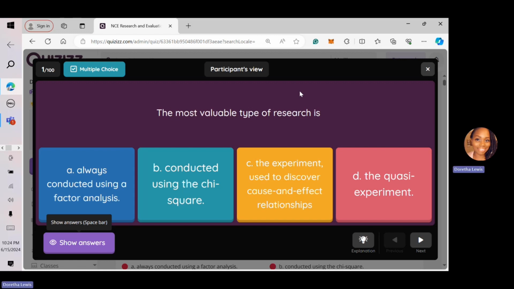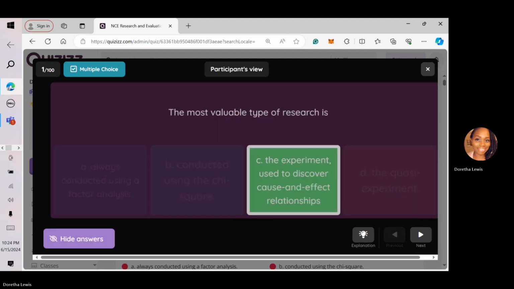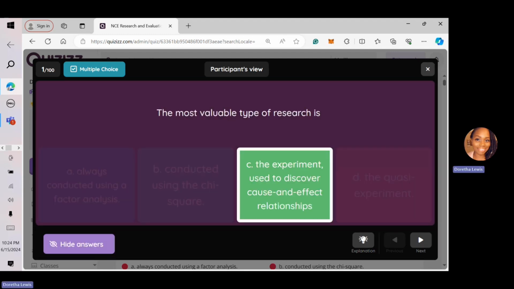So, question number 1. The most valuable type of research is A, always conducted using factor analysis, B, conducted using chi-square, C, the experiment used to discover cause and effect, and D, quasi-experiment. If you chose C, you are correct.